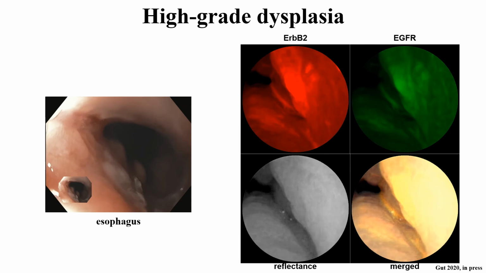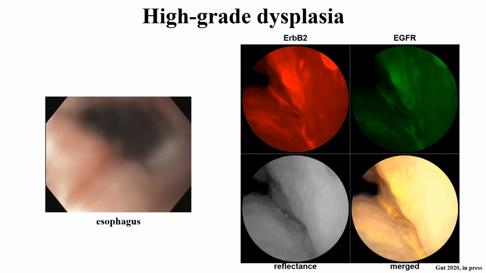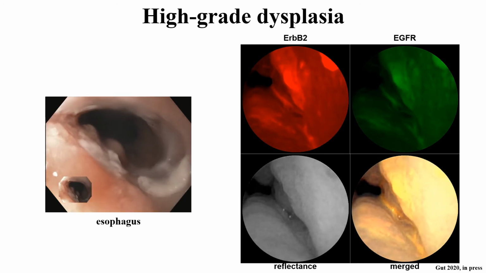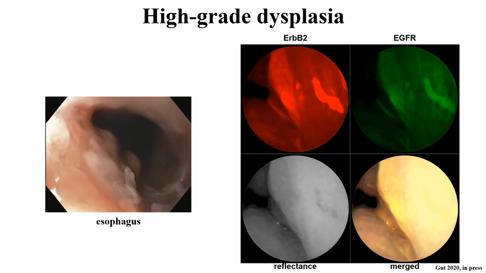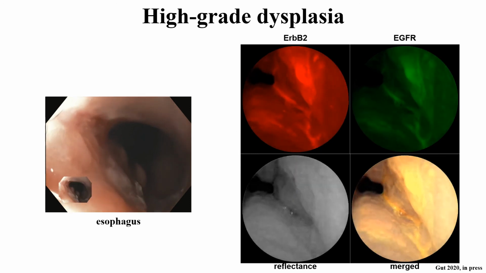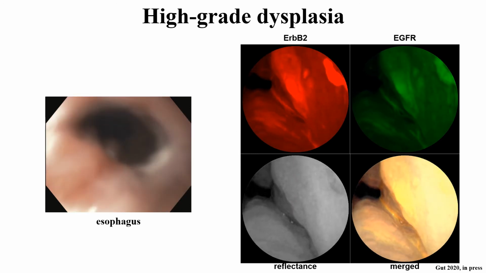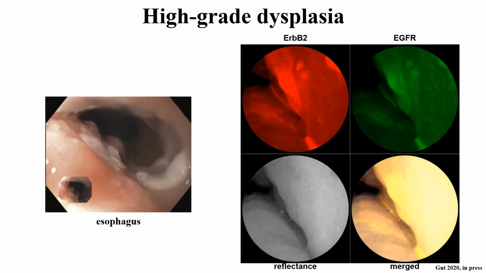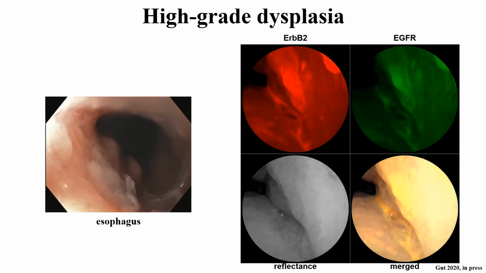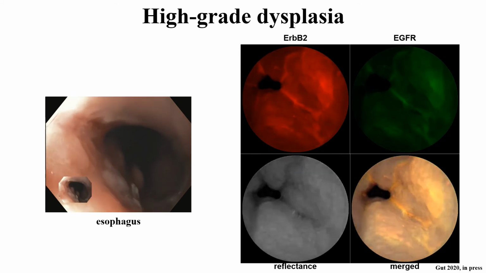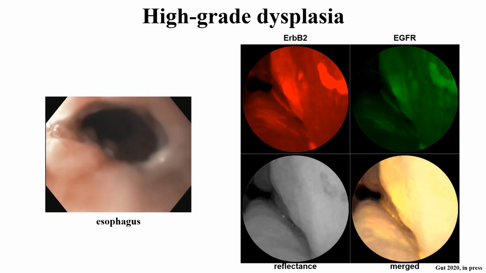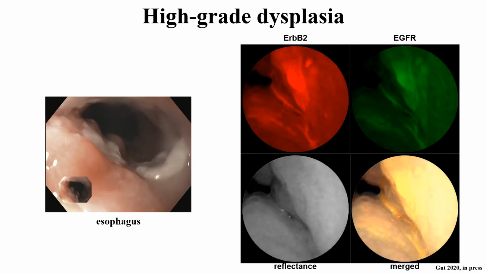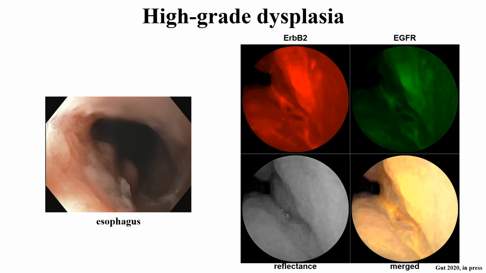Here's an example of how we use these peptides for clinical imaging. In the video on the left, we're looking at the white light images from the human esophagus, and then on the right, we're seeing the expression pattern for ERBB2 in the red and EGFR in the green. We also collect a reflectance image to provide the anatomy of the esophagus, and then the merged image is shown in the lower right.